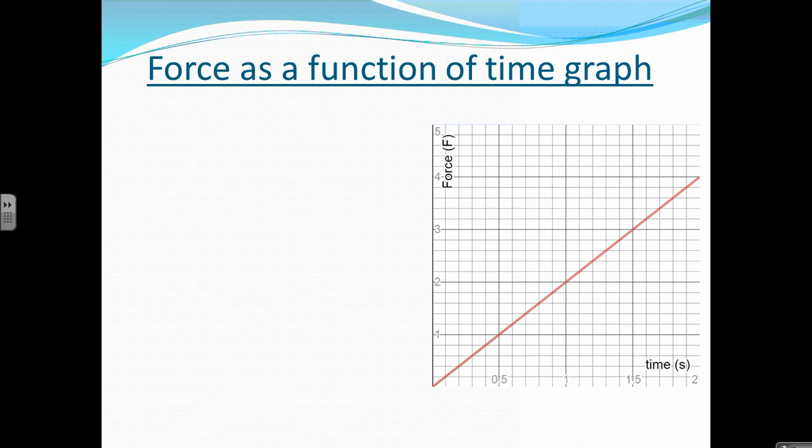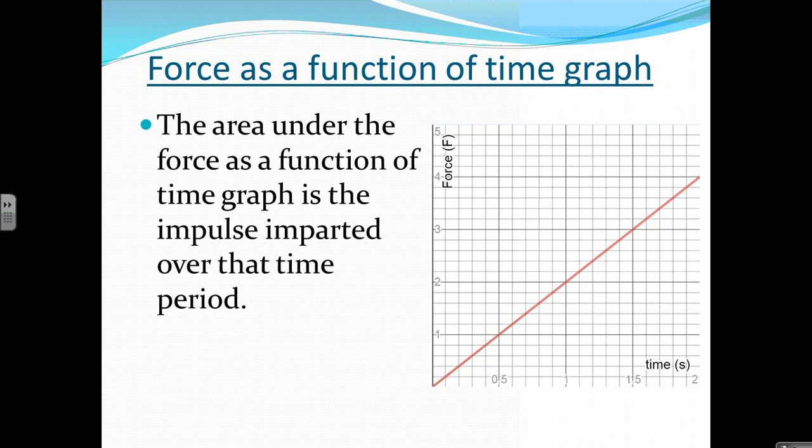Finally, there's one more graph we want to take a look at, and this is the force as a function of time graph. So if we're given how much force we have as a function of time, we could figure out that the area under the force as a function of time graph is equal to the impulse imparted over that time period. So force times time, or force as a function of time, they both give us the change in momentum over that time period. And this is that equation that we started with earlier when we did the impulse momentum theorem. Impulse equals the integral of force times time.